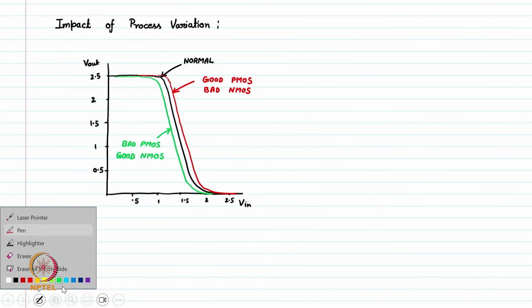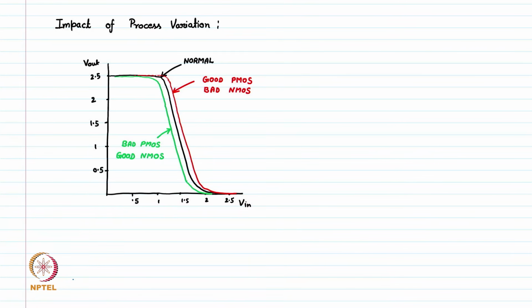And what are these good and bad devices? The good device generally has smaller gate oxide thickness.